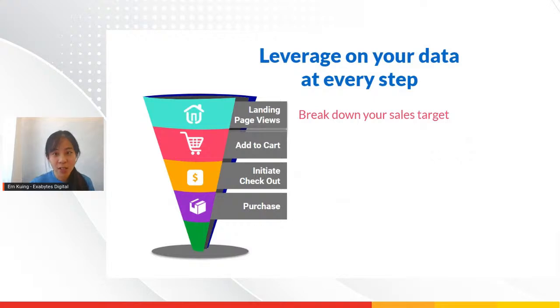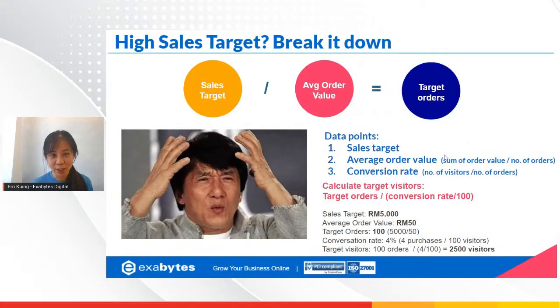So first thing first, you break down your sales target. What happens when you get a sales target that you need to achieve? You break it down into numbers that you can work on. You take your sales target and divide it by your average order value, and you get the target orders that you will need to achieve in order to hit your sales target.